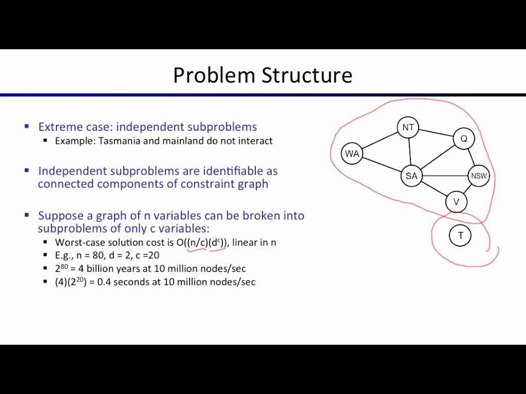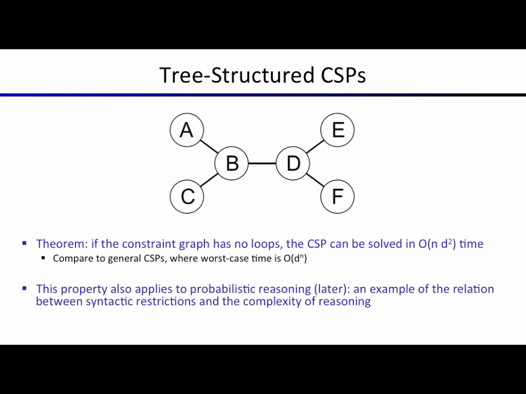Now, everything's peachy with these connected components, but guess what? In the real world, we usually don't have nice separate connected components. So that's kind of a bummer, but there's another thing we can do. Maybe we don't have connected components, but maybe we don't have edges everywhere. Maybe we have a tree. Maybe our constraint graph looks like a tree. It will turn out that if our constraint graph looks like a tree, meaning it has no loops, then the CSP can actually be solved in order d squared time compared to d to the n. So also linear in n. Let's see how that works.